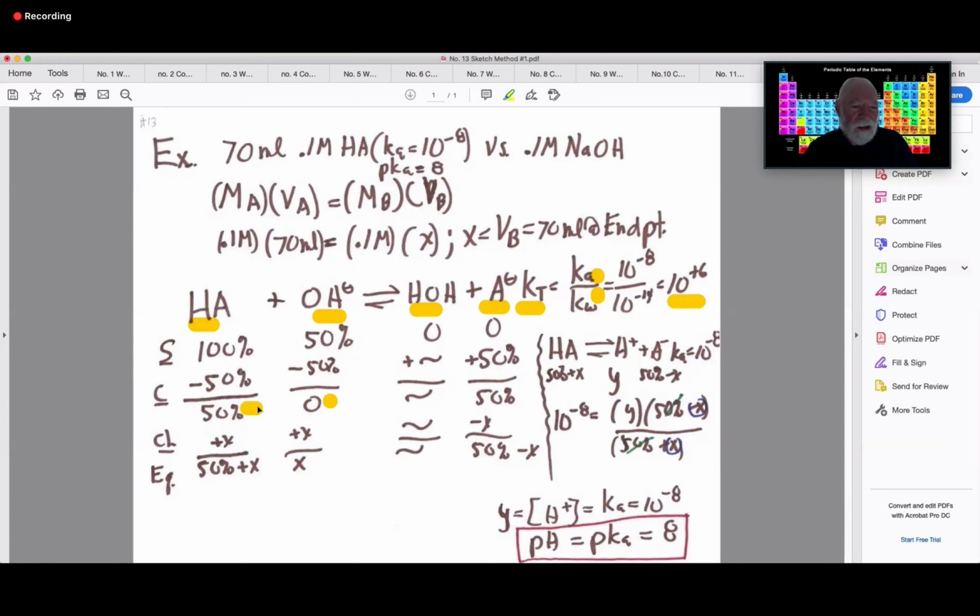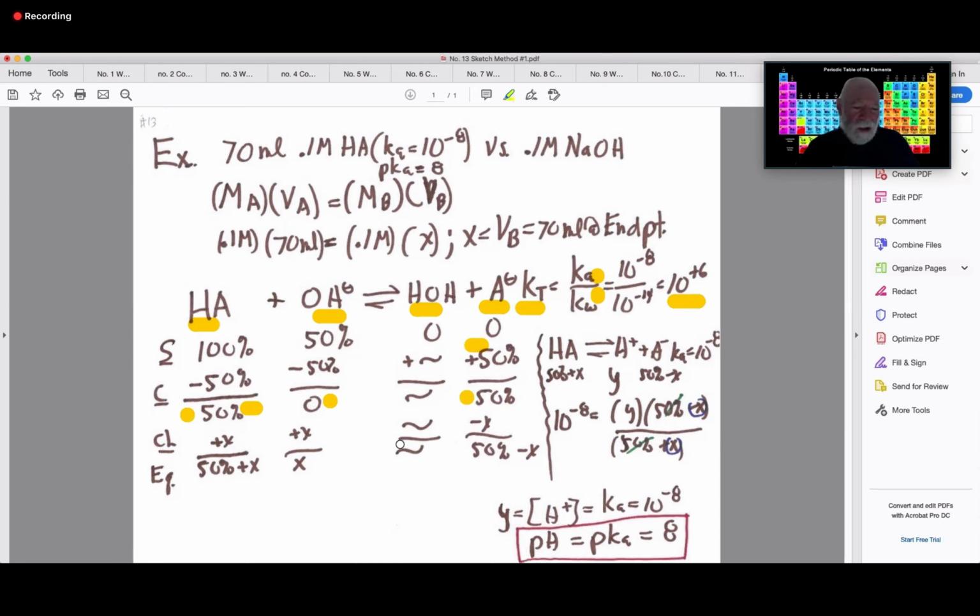Now, on the product side, we don't care about water. And notice if you use the balanced equation, 1 to 1 to 1 to 1, the gain of the conjugate base is going to be 50%. So look at the completed concentrations. 50% of the acid will be in its original form, and now 50% has been converted to the conjugate base.